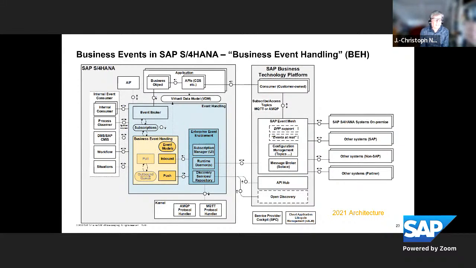Now, okay, this is a big slide, but I'm an architect, so I have to show it because it's architecture. Basically, for those of you technically inclined, what you can see here is that the business object of the application sends an event into the event broker. There's a business event handling component that processes the event, pushes it to the enterprise event enablement component that does the kernel-based communication to the event mesh on the right. Connected to the event mesh, you have other consumers like on-premise systems, other SAP systems, other non-SAP systems, or partner systems.